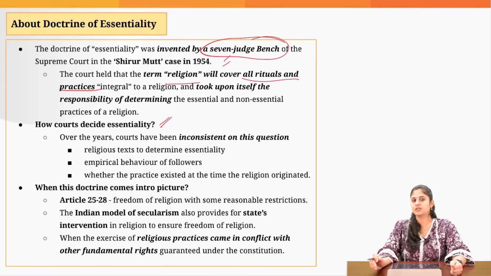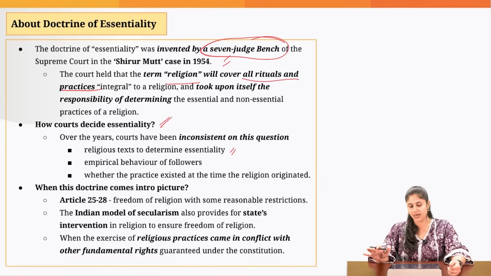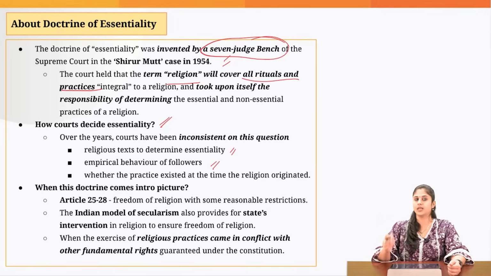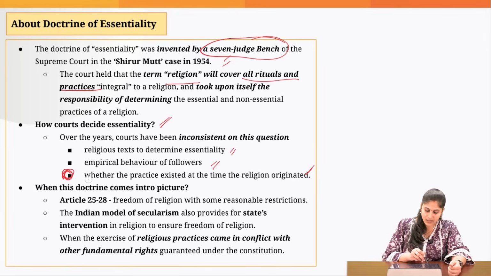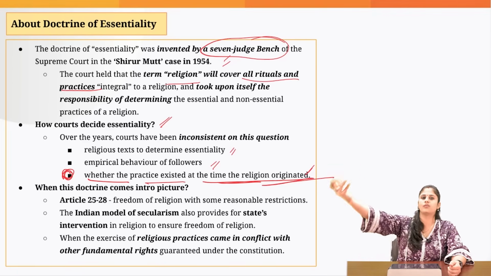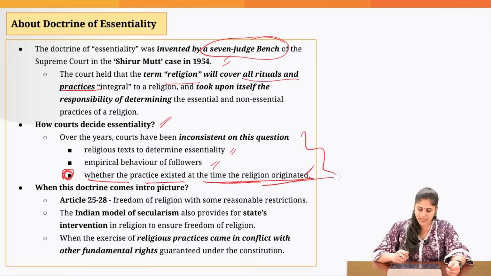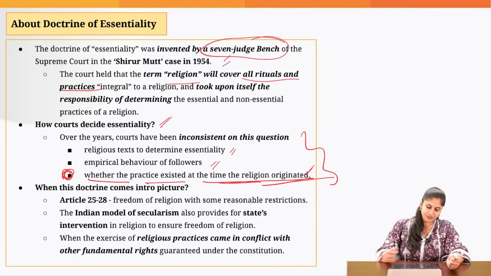And on what basis is it going to decide the essentiality? In some cases, it went with what the religious texts say with respect to that practice. In some cases, it went with the empirical behavior of the followers of that sect or religion. And in some cases, it looked into whether the practice existed at the time when the religion originated or was a practice which evolved at a later date. So in various cases, it has used these determinants to decide whether a particular religious practice or ritual is an essential feature of that religion or not.